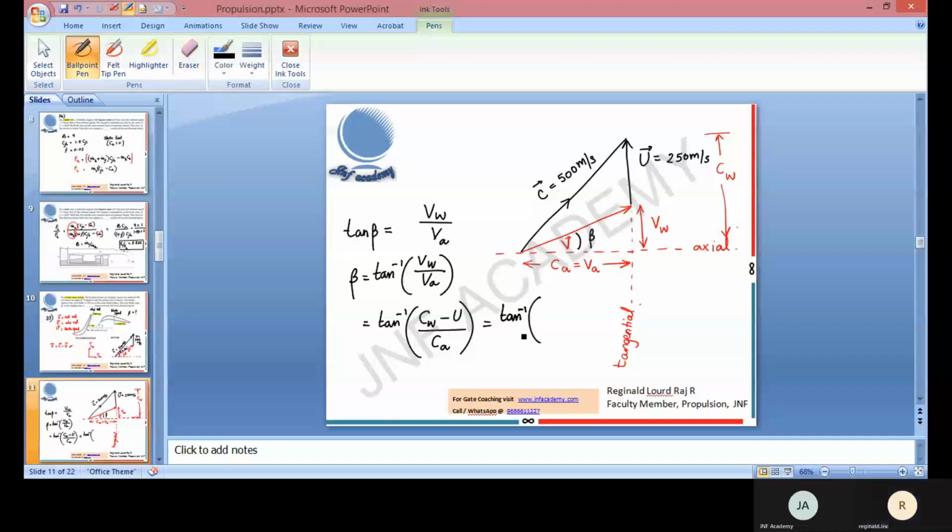Tan inverse of, what is the whirl velocity? The whirl component of velocity, because I know this angle is 70 degrees. This length is going to be 500 sine 70 minus the blade speed. The blade speed is 250, divided by 500 cos 70 degrees. The axial component is 500 cos 70. The whirl component is 500 sine 70. All you have to do is 500 sine 70 minus 250, divided by 500 cos 70.